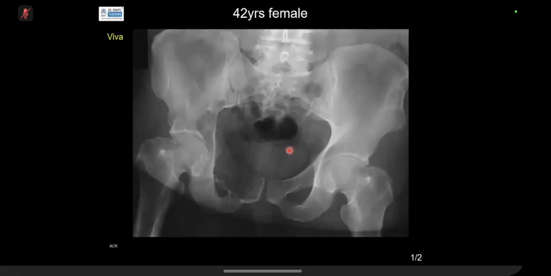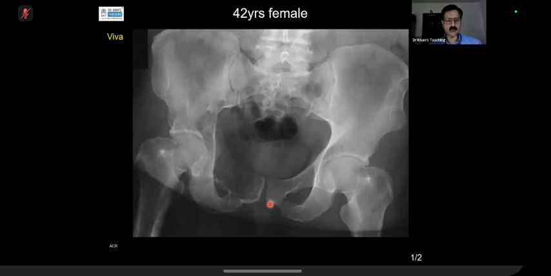Okay, now this patient is 42 years old. Now look at the internal architecture of this lesion. I want you to use a term, something that should be in your vocabulary. How do you describe this lesion? It looks like a bubbly appearance. Bubbly, oh, very good. So, soap bubble appearance. Excellent. Soap bubble is the word which we use.